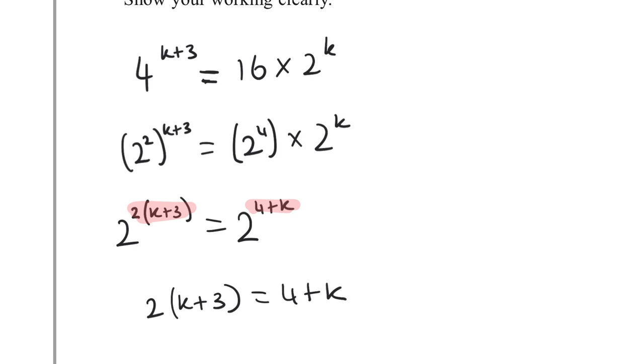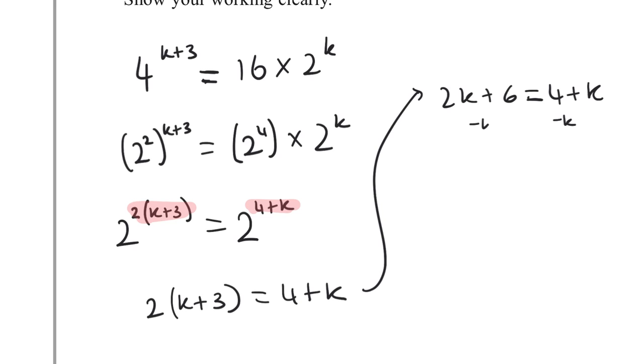We now have a linear equation that we can solve. 2k plus 6 equals 4 plus k. Take away k from both sides. k plus 6 equals 4. Take away 6 from both sides. k equals negative 2.